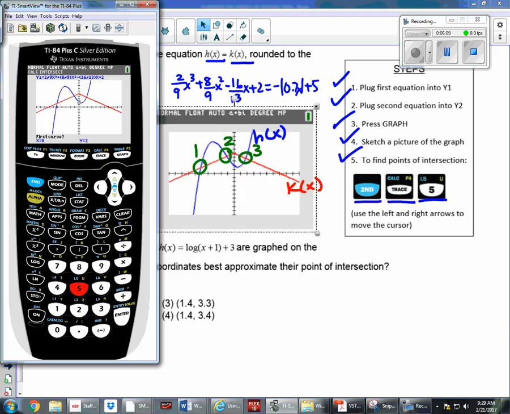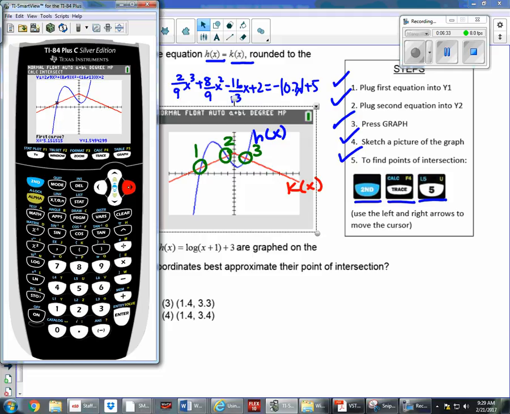Now when I do that, you can see as I push the left arrow, that blinker is moving to the left. You only want to push the left and right arrows to find the point of intersection. So I'm going to push that left arrow all the way over until I think it's on the point of intersection. Clicked it a few too many times, so I got to bring it back.